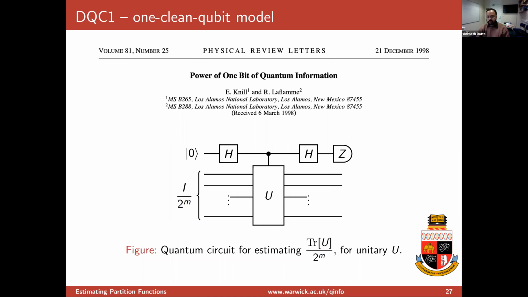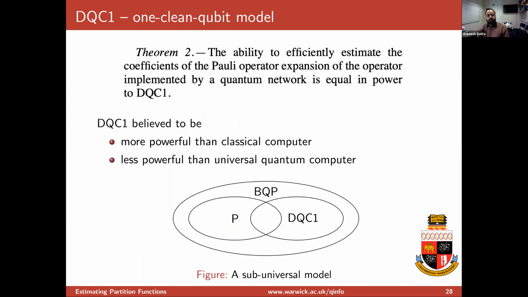The partition function was a trace of something, not a unitary. In fact, if I had e to the minus iH, that would be a unitary. And so traces of unitaries are a fairly generic thing that shows up in quantum calculations. And one of the things they were able to prove in their paper, a theorem from their paper, is that the ability to efficiently estimate the coefficients of the Pauli operator expansion of the operator implemented by a quantum network is equal in power to DQC1, right?